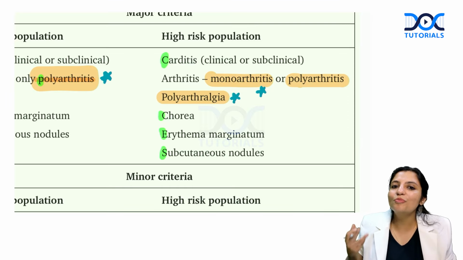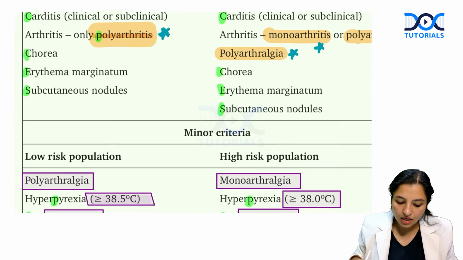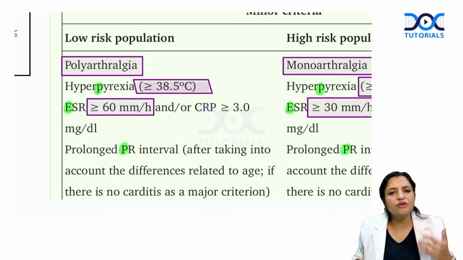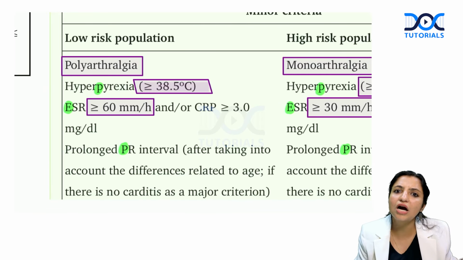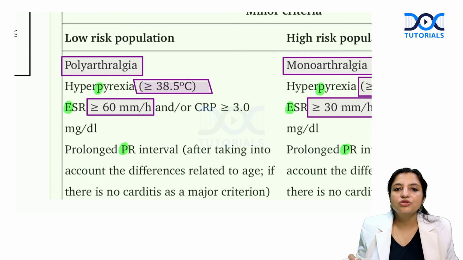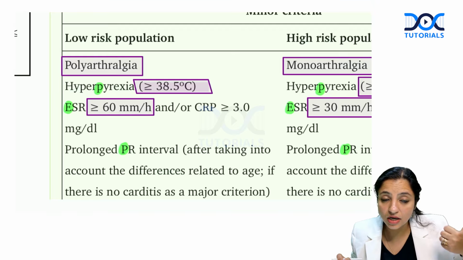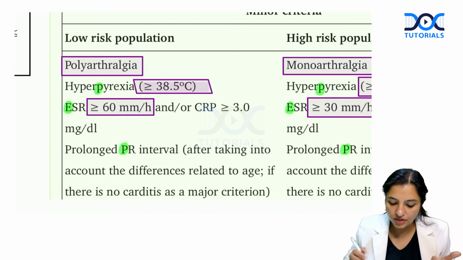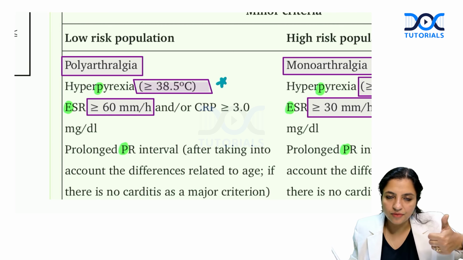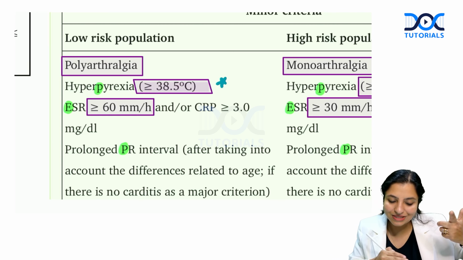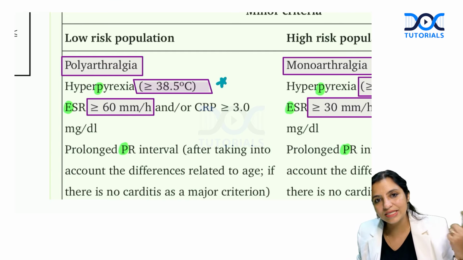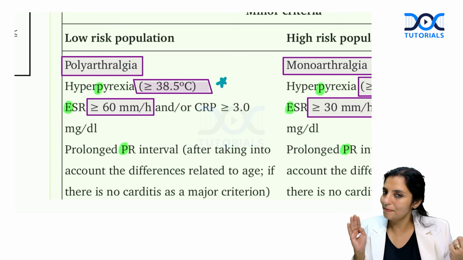Apart from that, when we talk about the minor criteria, guys, you have to understand again low risk and high risk. In low risk, if you don't have polyarthritis and you just have polyarthralgia, then you take it as a minor criteria. The rule is very simple here. First thing should be fever, but the cutoff of the fever is important here. What's the cutoff? More than 38.5. Second, ESR more than 60 millimeter per first hour, or CRP can be increased more than 3 milligram per deciliter.